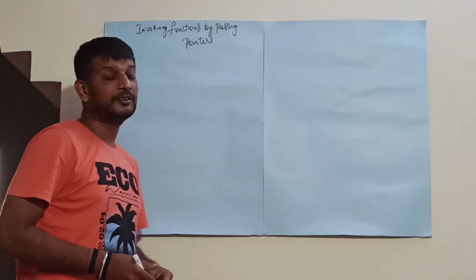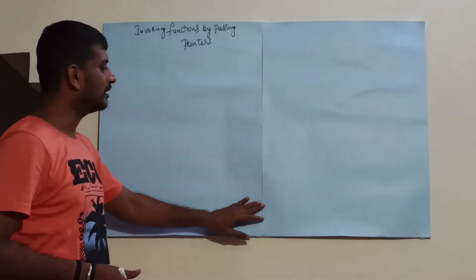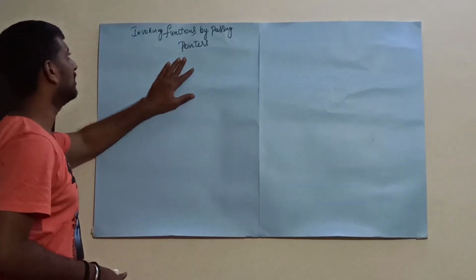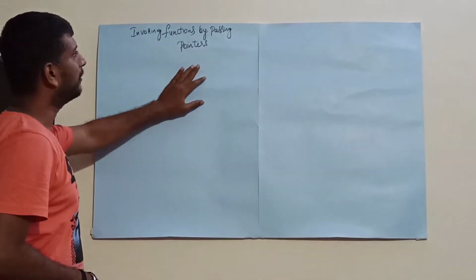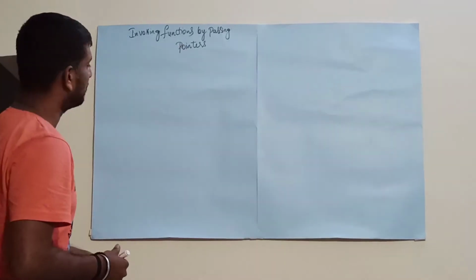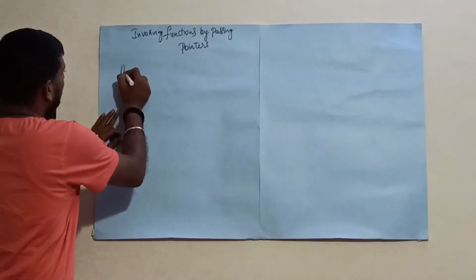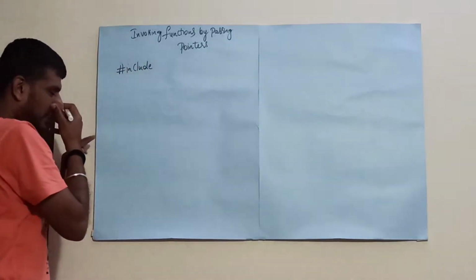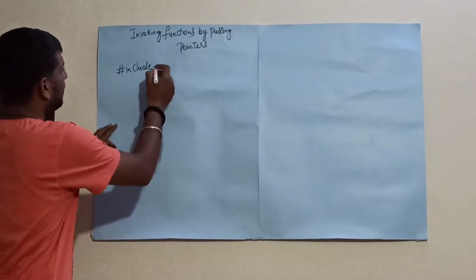So in our last class we have seen how to invoke a function by passing the references. In this particular class let us see how to invoke a function by passing the pointers. I will explain the concept, and I will write the program first. Based on this program I will explain the concept.